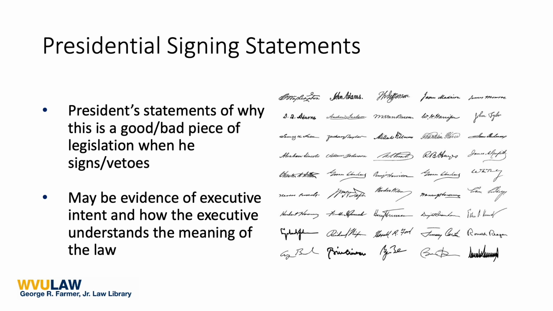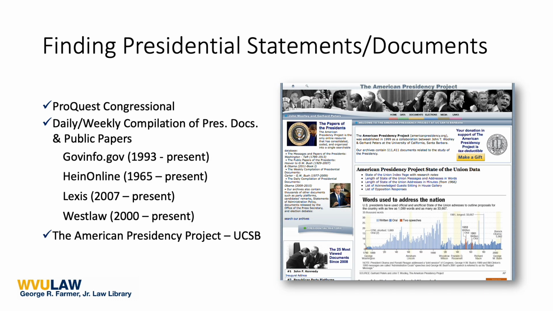All presidential documents are assembled and made available in a publication called the Weekly Compilation of Presidential Documents. As of President Obama's administration, that publication is now called the Daily Compilation of Presidential Documents. This is the best place to find signing statements, but it also contains things like press releases, addresses, and any other documents produced by the president in that time frame. Presidential documents are available in all the usual places: ProQuest Congressional, GovInfo, Hein Online, Lexis, and Westlaw.